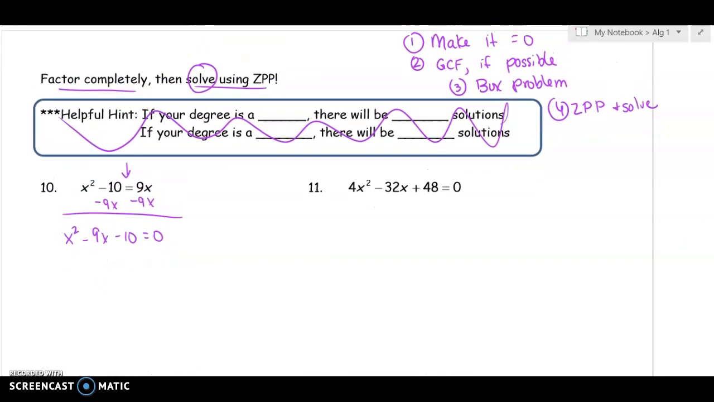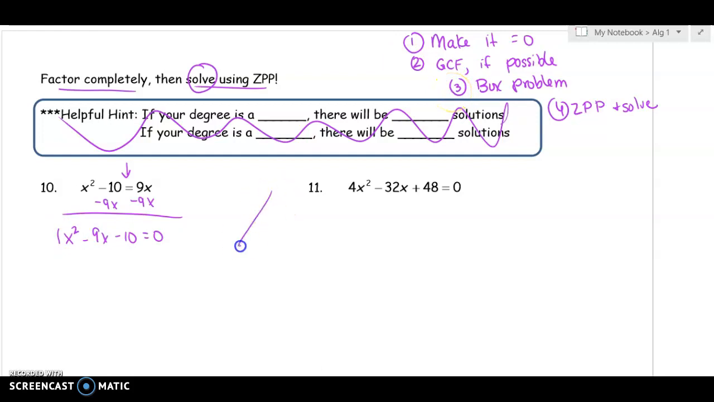From there, GCF if possible. Notice there's just a 1 in front of the x squared. So if there's a 1 in front of the x squared and they don't all have a variable in common, your GCF is just 1 for this problem. And if it's a GCF of 1, it's not really a GCF. So we can move on to step 3.